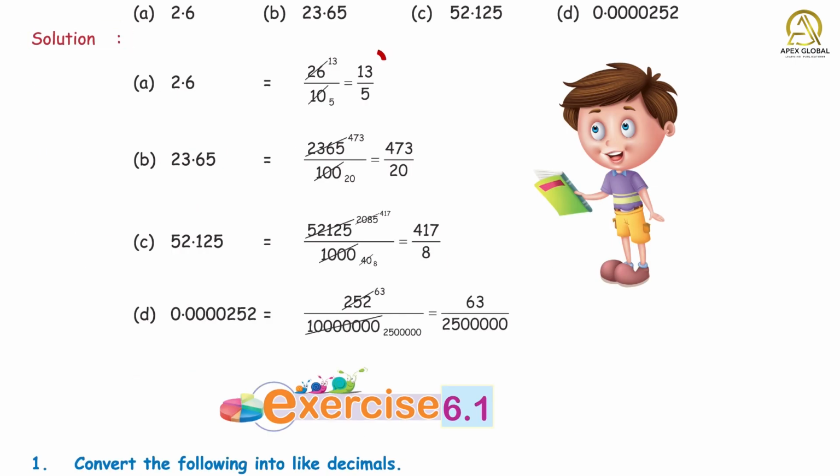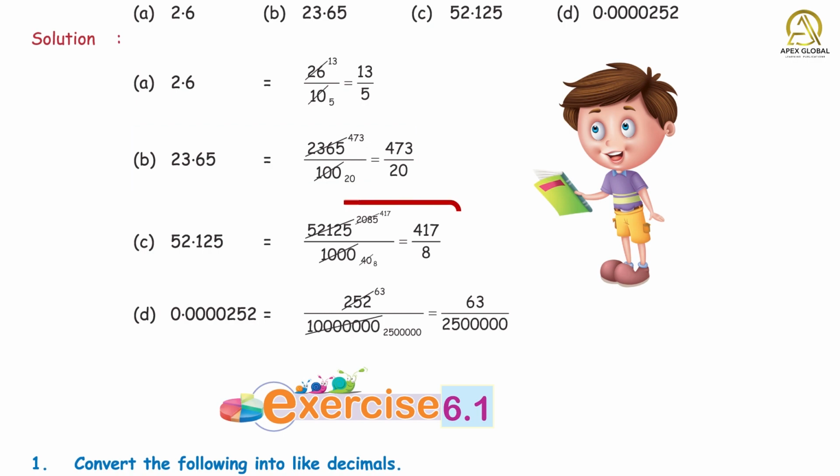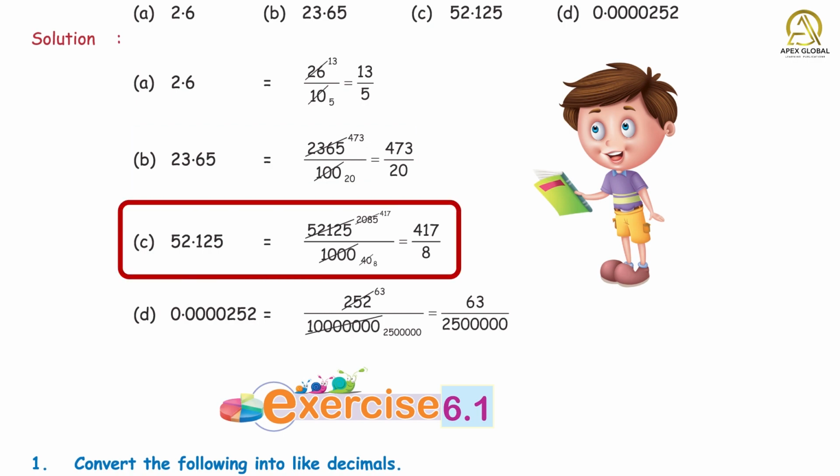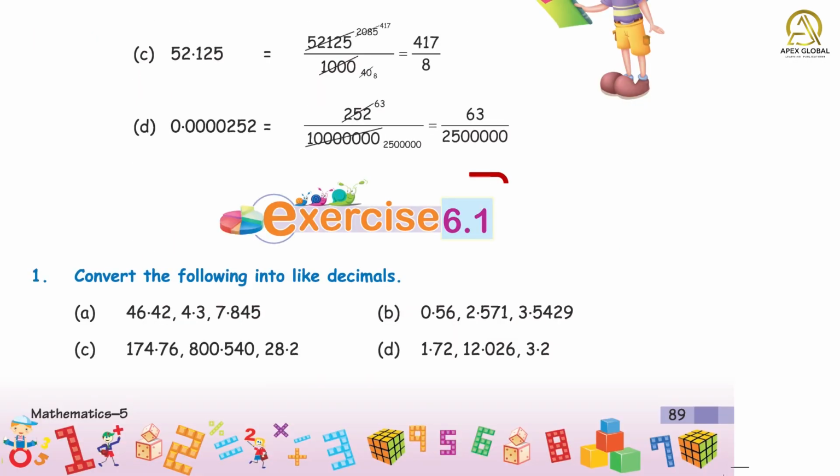Solution. A: 2.6 is equal to 26 upon 10, which is equal to 13 upon 5. B: 23.65 is equal to 2365 upon 100, which is equal to 473 upon 20. C: 52.125 is equal to 52125 upon 1000, which is equal to 417 upon 8. D: 0.0000252 is equal to 252 upon 1 lakh, which is equal to 63 upon 25 lakh.